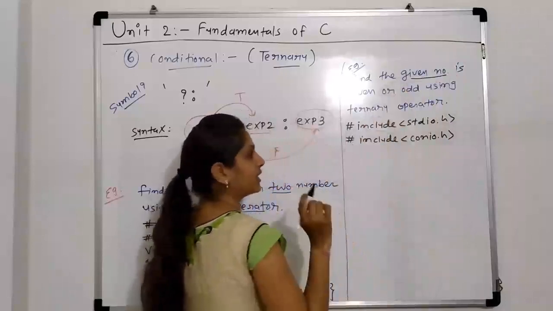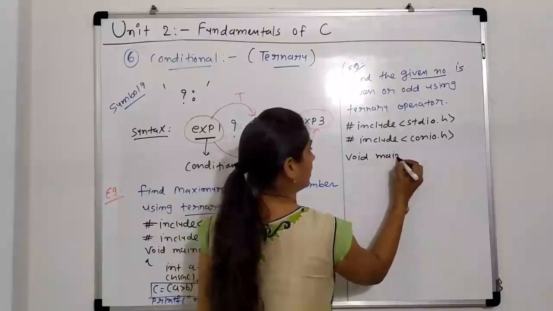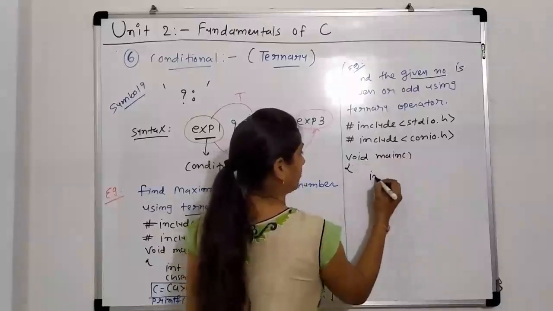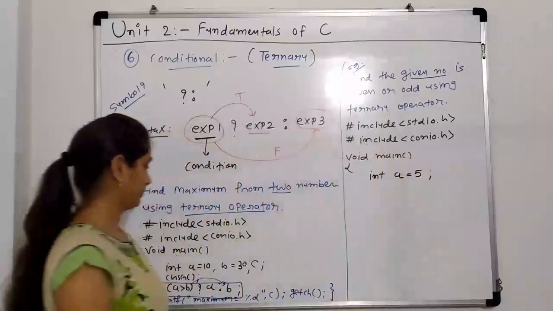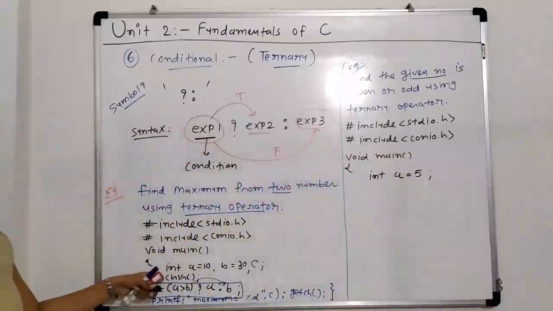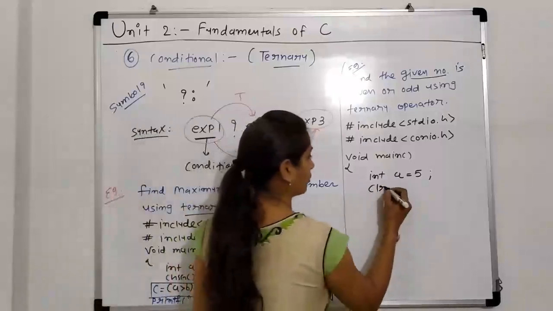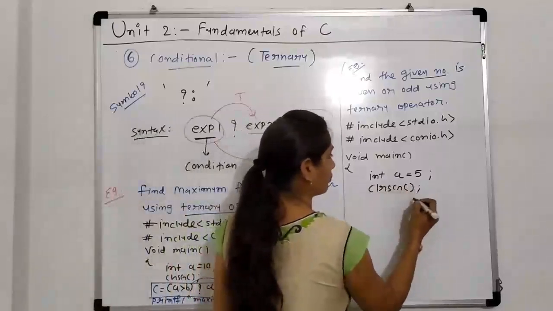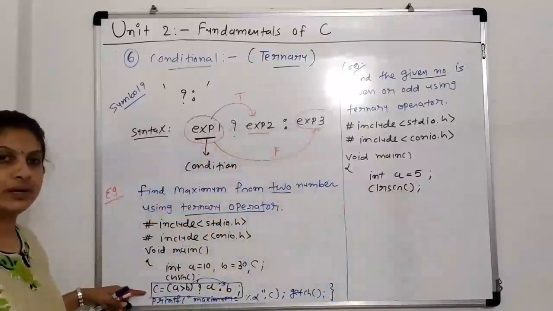Our input is only one. Give one number. So in void main we need only one integer variable a, and suppose that is 5. Up to this we are writing. Now after the integer declaration, which line are we writing? clrscr, so the previous output is always cleared. Then the use of the ternary operator.